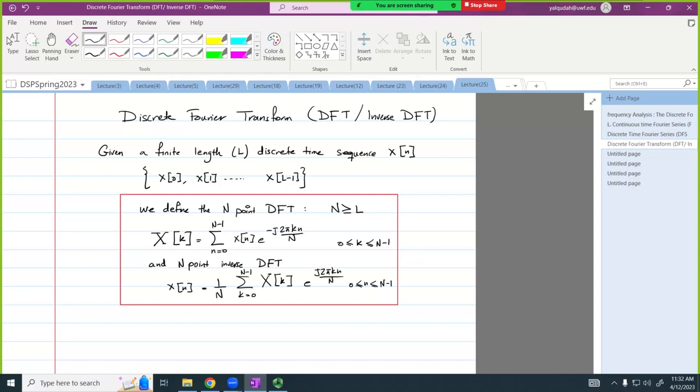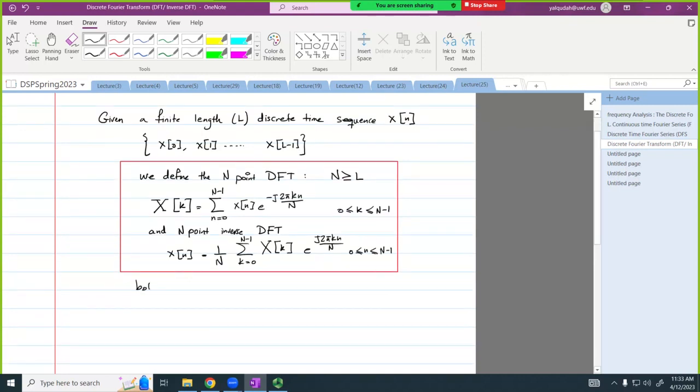Sounds good? So this is the new transformation that we are introducing that we have not seen before. Now both, as we can see here, both x of n, which is in the time domain, and x of k are finite length, and therefore we can use the computer to calculate.